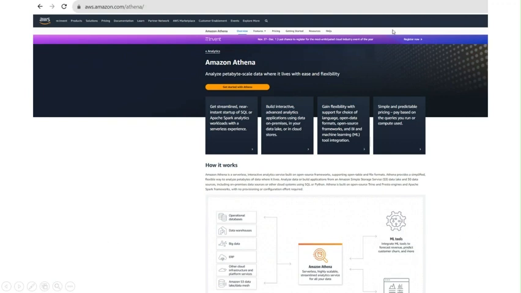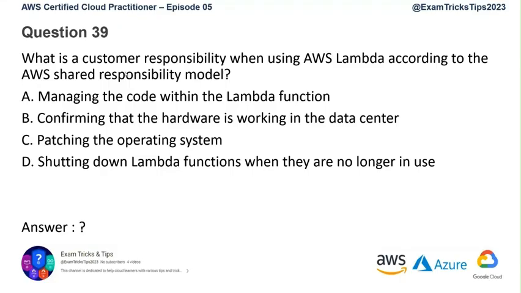So that's it on this particular question. Let's move on to the next question. Question number 39. What is customer responsibility when using AWS Lambda according to AWS shared responsibility model? Short question, please read the question, mark your keyword. You can pause the video if you like. I hope you have read the question, marked your keywords.